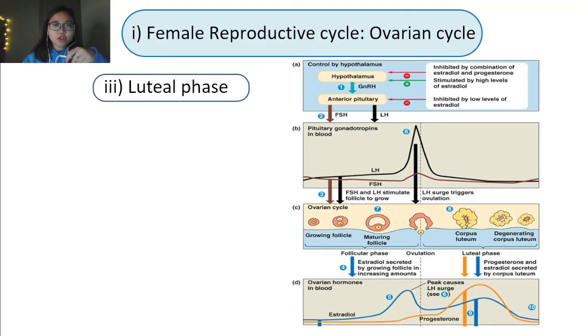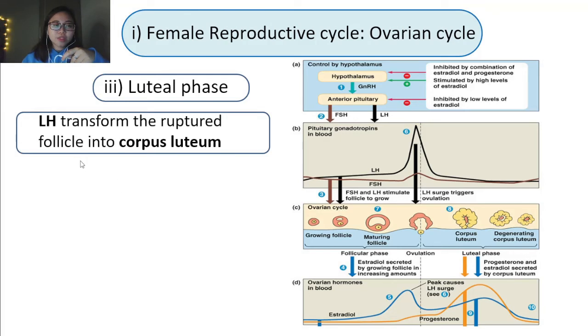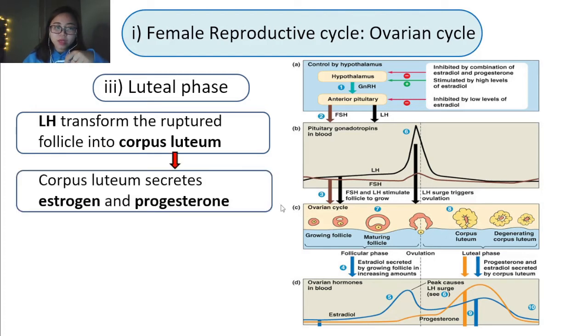The third phase of the ovarian cycle is called the luteal phase. After ovulation, luteinizing hormone from the anterior pituitary will transform the ruptured follicle into the corpus luteum. So, this black arrow hormone, LH, will cause the ruptured follicle to change into the corpus luteum. While it's here, the corpus luteum will secrete estrogen and progesterone.